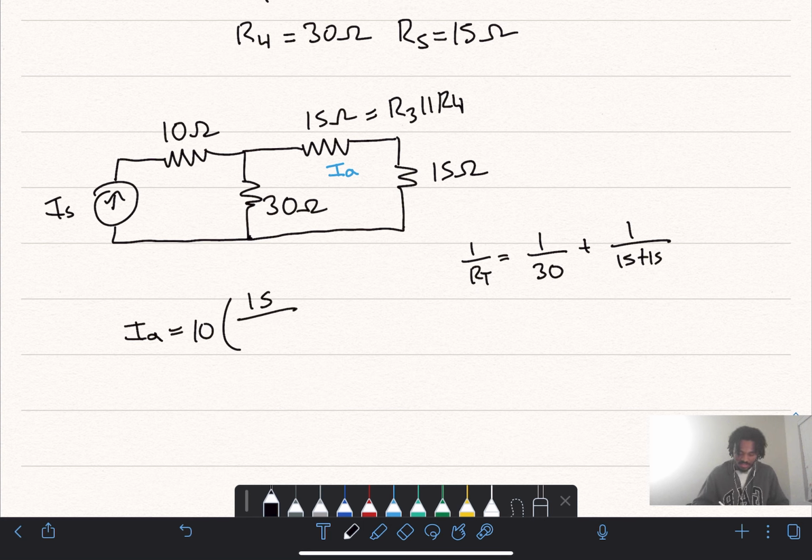And then we're interested in all this. So that's going to be 30. So that's going to be half of 10. So IA is going to be 5 amps.